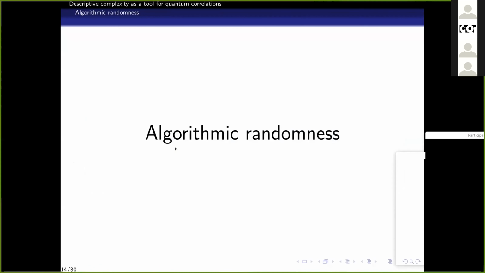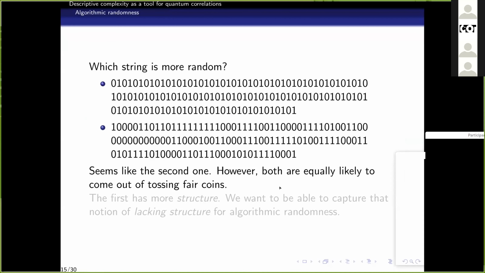So now that we have this notion of information content of a string, let's move on to algorithmic randomness. How can we define a notion of randomness related to strings? Which of these two strings is more random? Again, we have this simple example of 0, 1, 0, 1 repeated many times, and we have this other string, which I don't know what this is. Maybe it came from tossing a coin or something like that. In a sense, it seems like the second one is more random than the first one, right? It's more complex in the sense we defined before. However, both are equally likely to arise from a fair coin tossing. Both have a probability of 1/2 to the length of the string.